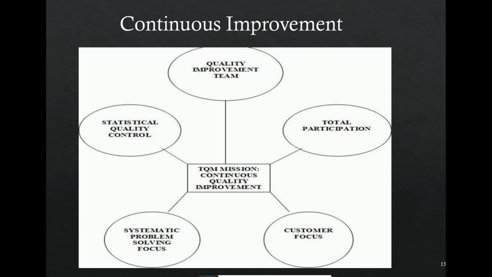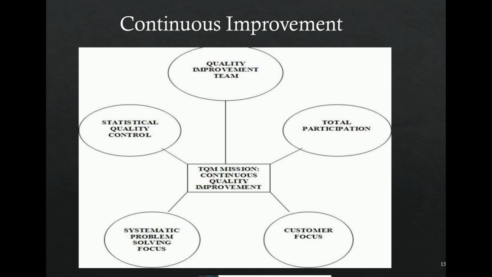How can you do this? You can do this by using statistical quality control, SQC. Statistical quality control is used for improving the process continuously, like control charts, histograms, and other tools that are used mostly in statistical quality control that help to improve the process continuously.